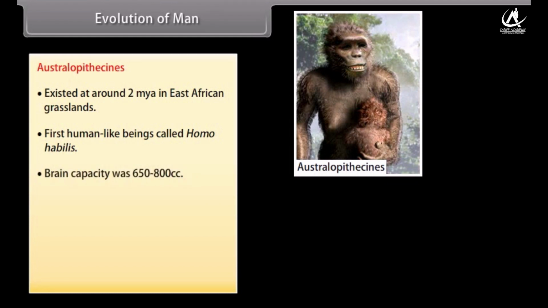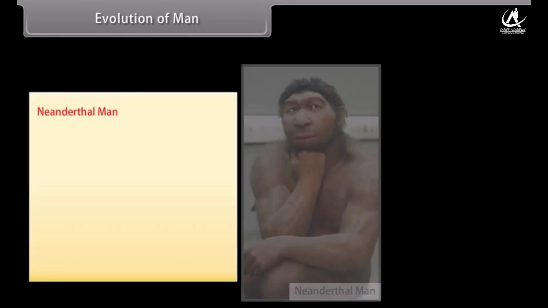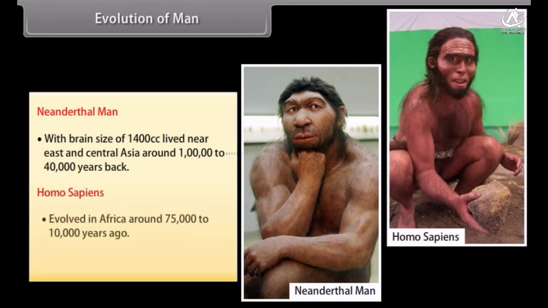Brain capacity was 650 to 800 cc. Homo erectus existed around 1.5 million years ago with large brain of size 900 cc, ate meat. Neanderthal man with brain size of 1400 cc lived near East and Central Asia around 1 lakh to 40,000 years back. Homo sapiens evolved in Africa around 75,000 to 10,000 years ago, called the modern man.